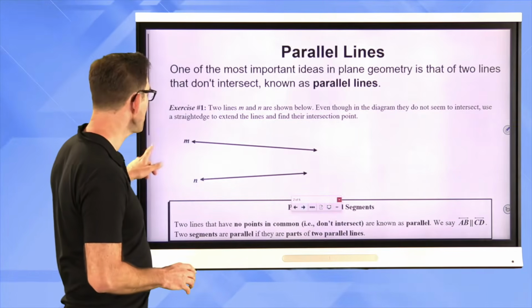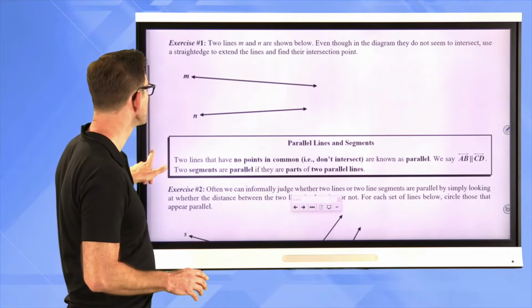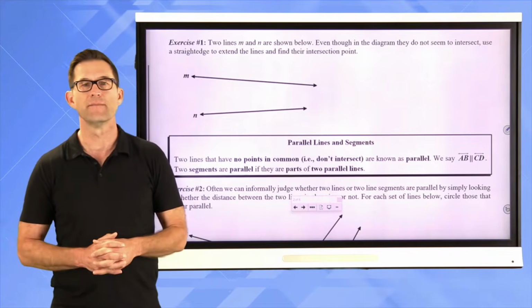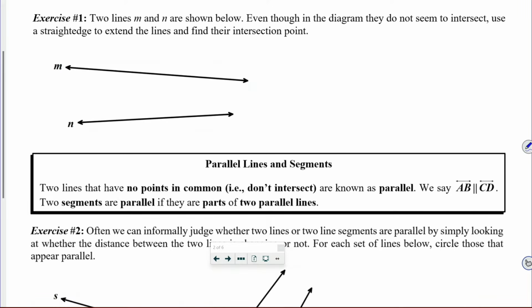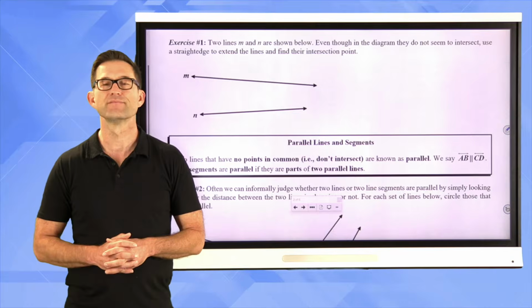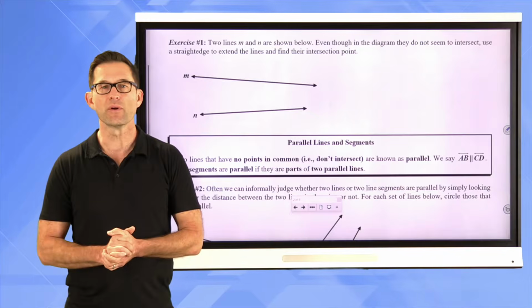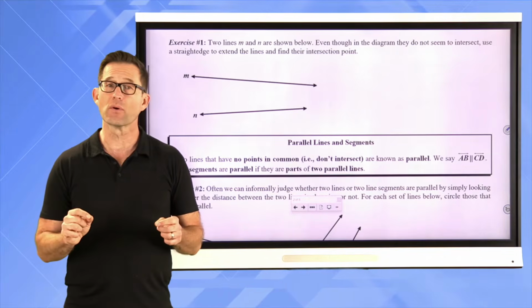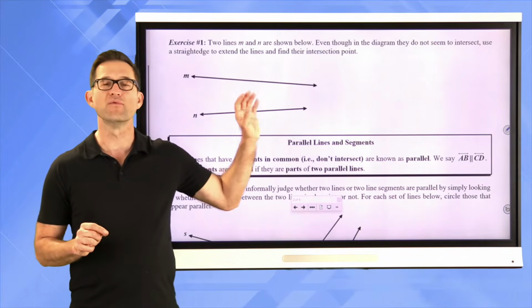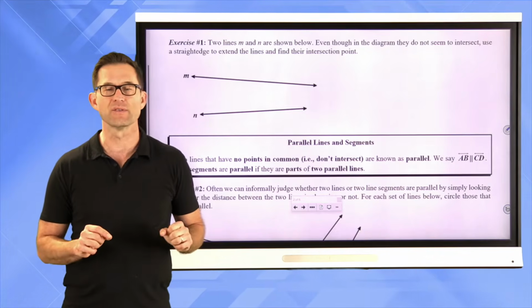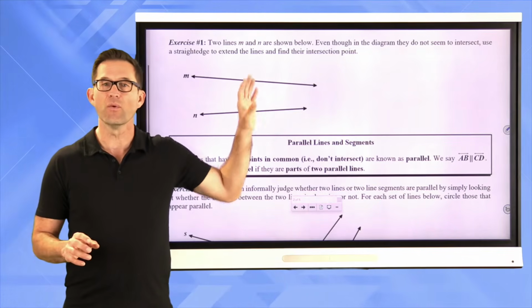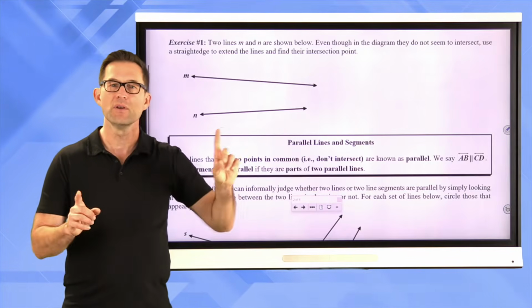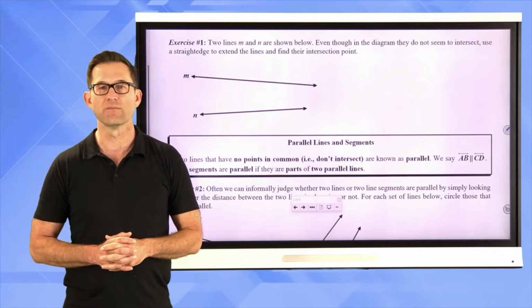So right away, I want to make sure that we understand something very straightforward. Let's take a look at exercise number 1. Two lines M and N are shown below. Even though in the diagram they do not seem to intersect, use a straight edge to extend the lines and find their intersection point. Go ahead and take your ruler and extend these lines, because remember, lines, no matter how we draw them, do extend forever in two directions. These two don't, in the picture at this point, touch, but use a straight edge to find where their intersection point is.